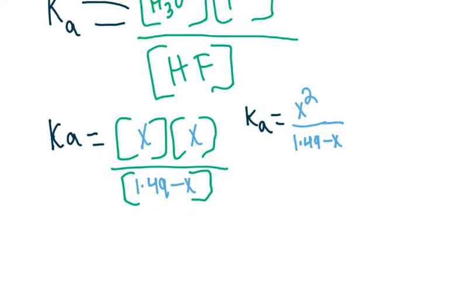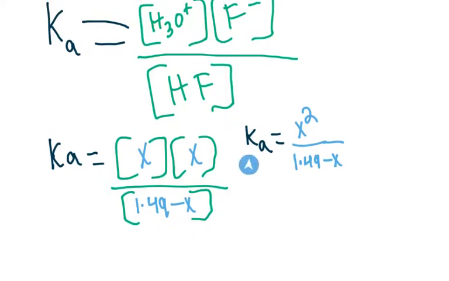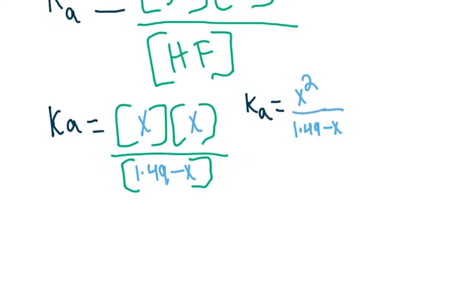So the Ka value for hydrofluoric acid, remember, we need the Ka value because Ka represents the acid dissociation constant. We're working with the acid right here, right? Hydrofluoric acid is a weak acid. So the Ka for hydrofluoric acid we said was 3.5 times 10 to the negative fourth, equals, and we'll just finish off what we have here, right? So 1.49 minus x. All right, now we simply have to solve for x.